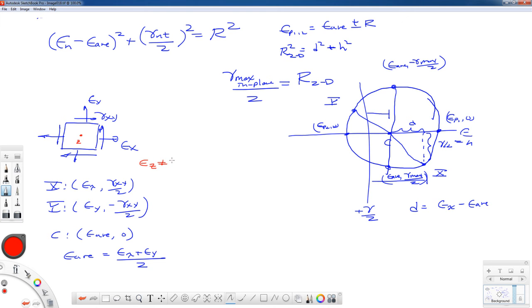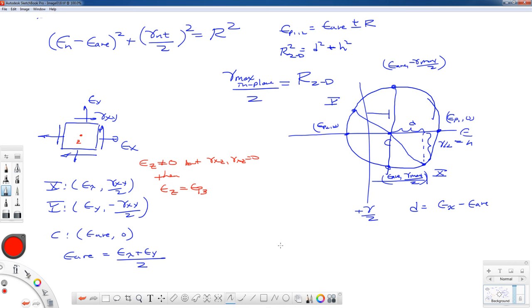If epsilon z is not 0, or even if it is 0, if gamma xz and gamma yz are equal to 0, then epsilon z is a principal strain. I'll call that my third principal strain. If we want to construct a 3D Mohr's circle of strain, then we would plot epsilon p3 comma 0.